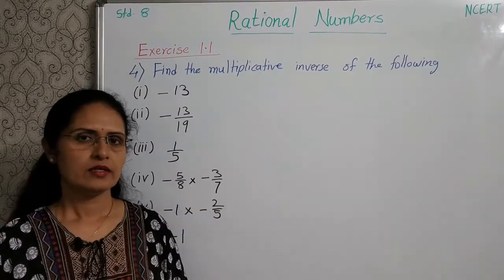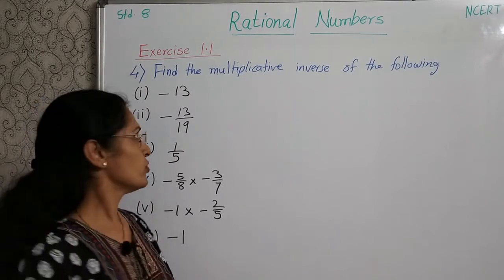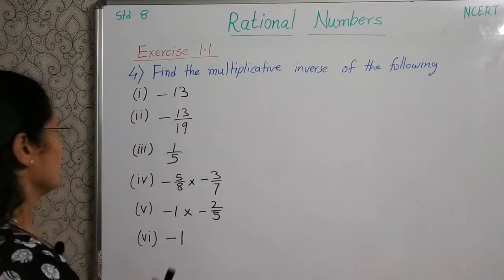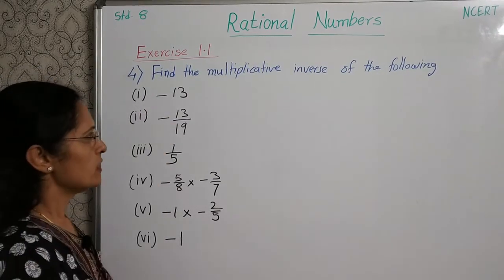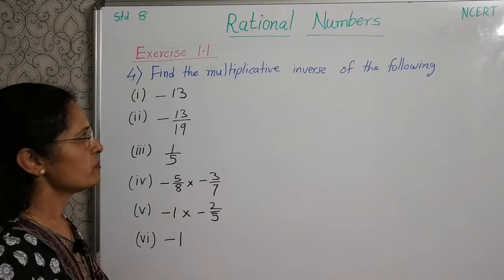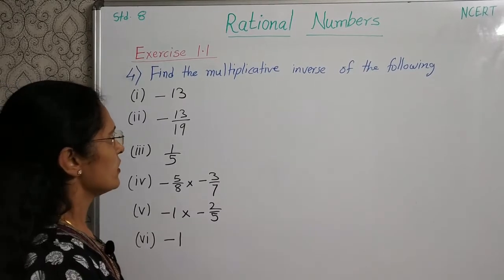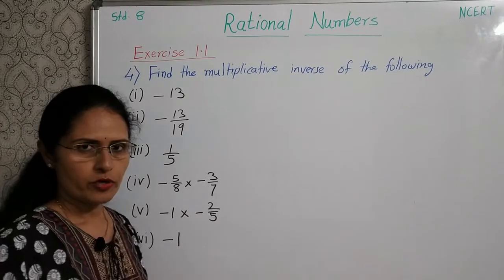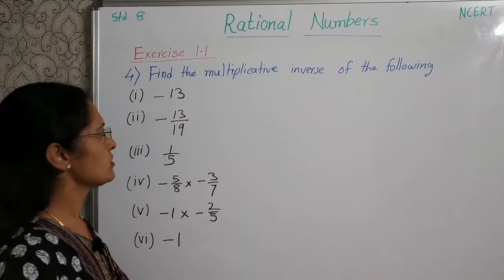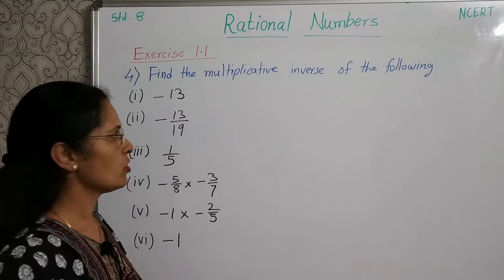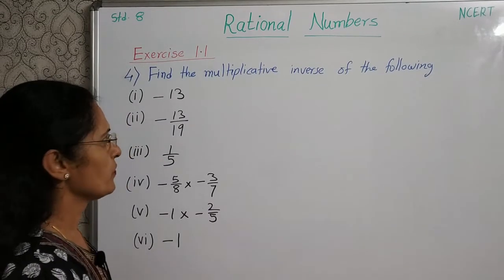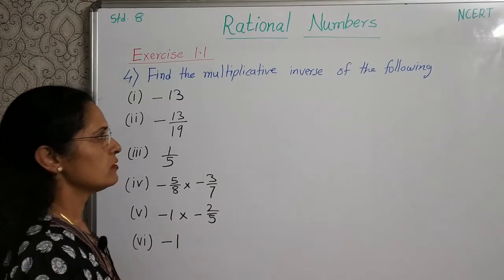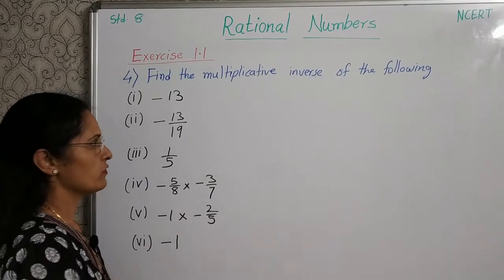Okay. Next, we'll solve question number 4. Find the multiplicative inverse of the following. First, minus 13. Now, what is a multiplicative inverse? When you multiply two rational numbers and the product is 1, then those two rational numbers are called multiplicative inverses of each other. Now, what should we multiply to minus 13 to get the product 1?